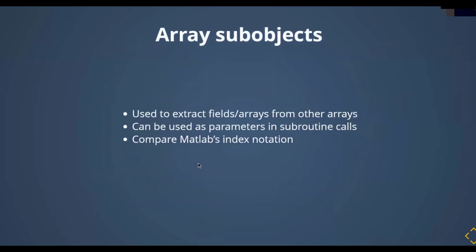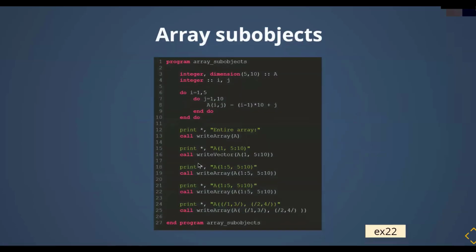Another feature that is added to the Fortran 90 specification is the ability to extract fields and arrays from other arrays. And those sub-arrays can be used as parameters to subroutine calls. It's very similar to what you do in MATLAB's index notation, where you can use colons for accessing different columns or rows in arrays. So here's an example of how this can look.